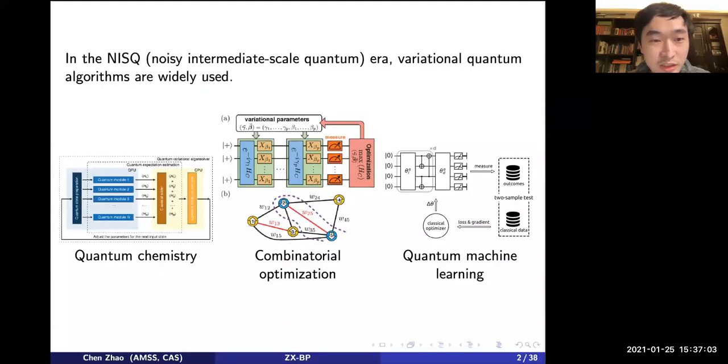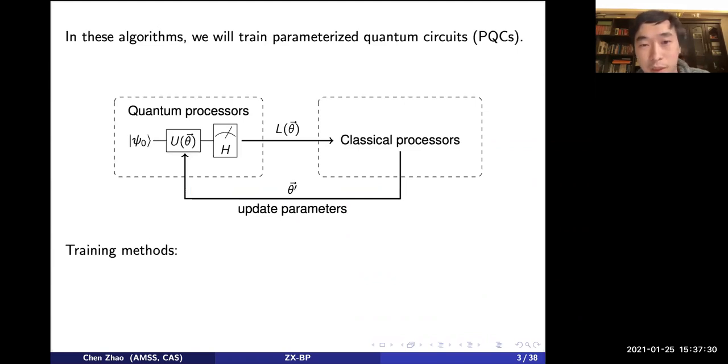In the NISQ era, we will consider variational quantum algorithms. These algorithms are widely used in, for example, quantum chemistry, the VQE, and combinatorial optimization, the QAOA algorithm, and some quantum machine learning algorithms. In all of these algorithms, we will train parameterized quantum circuits, which are also called quantum neural networks.